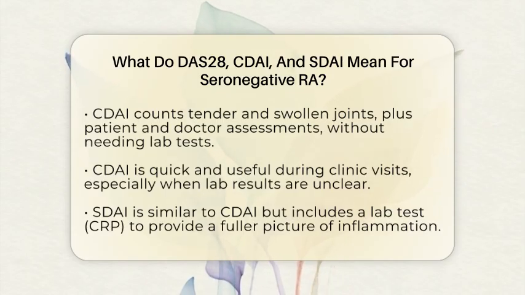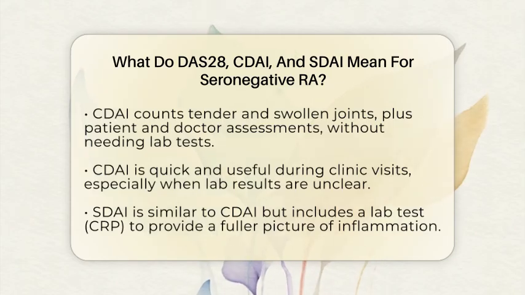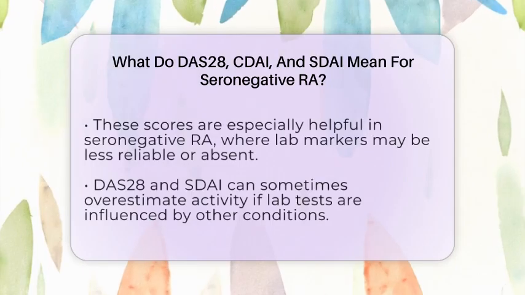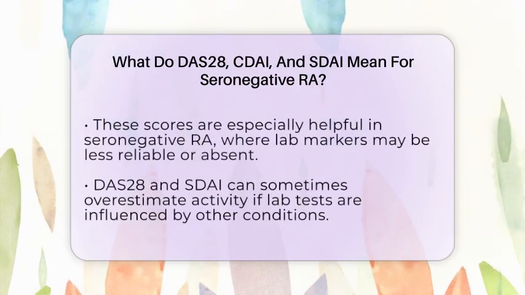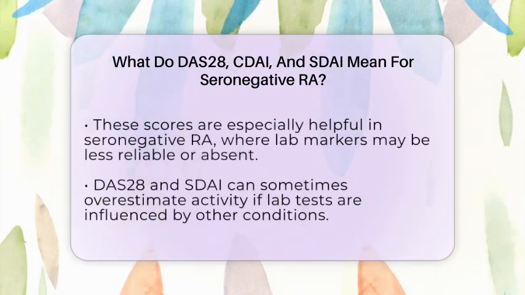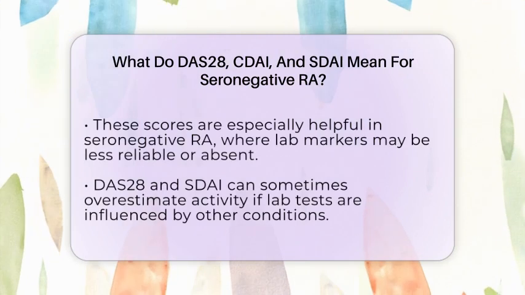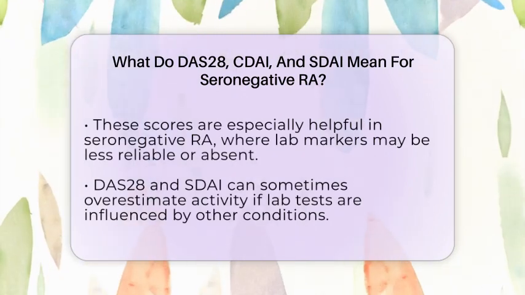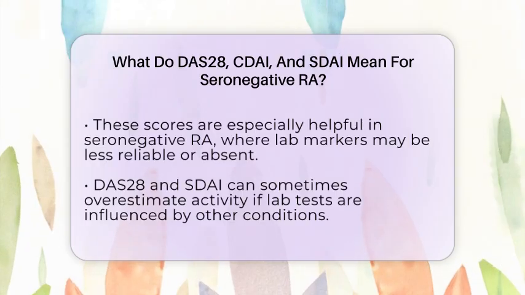SDAI, or Simplified Disease Activity Index, is similar to CDAI but includes a lab test called C-reactive protein. This addition provides a more complete picture of inflammation. In seronegative RA, where inflammation might not always be obvious or might fluctuate, SDAI can help give a balanced view by combining clinical signs with lab data.